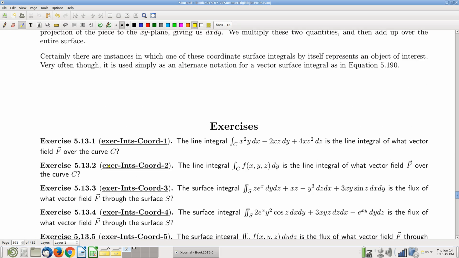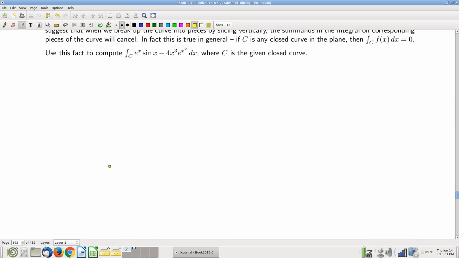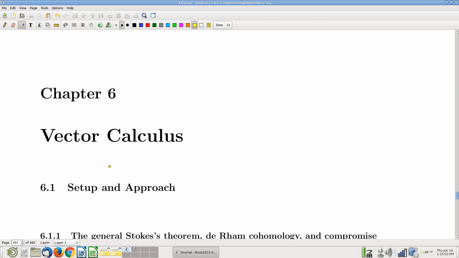Okay. All right. Moving along. Okay, we're done with chapter 5. We're moving on to chapter 6. Chapter 6 is a lot of really beautiful things happen in chapter 6. I always look forward to this time in the semester.